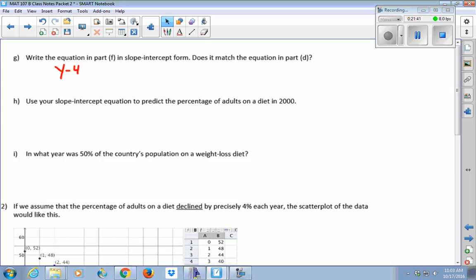So y take away 44 equals -4 times x take away 2. Let's put this in slope intercept form. So what would you do first if you want to put this in slope intercept form? Remember, slope intercept form says solve this for y. We want y all by itself. So what would you do first? Kelsey, what would you do? Okay, you distribute. Okay, let's do that.